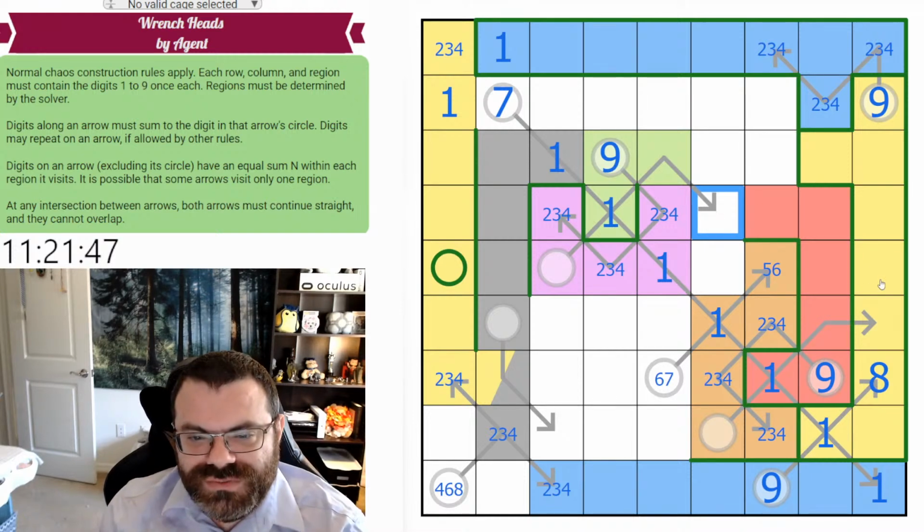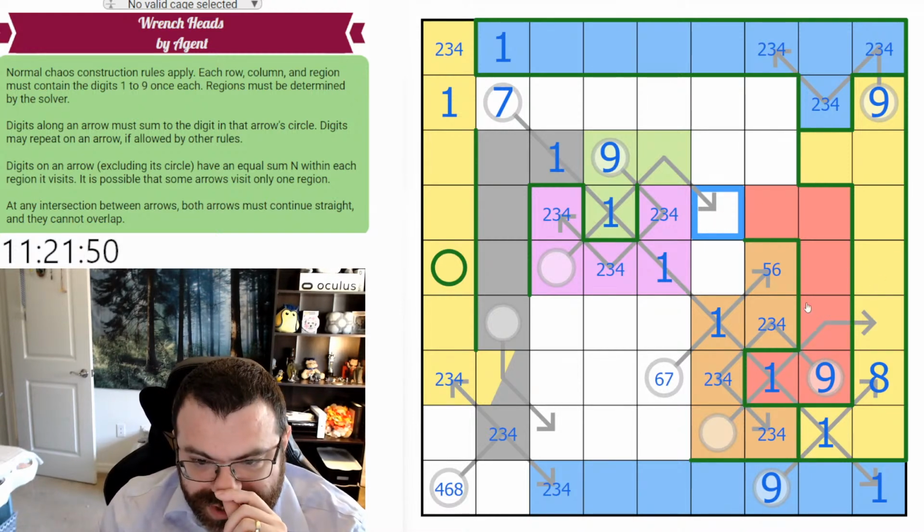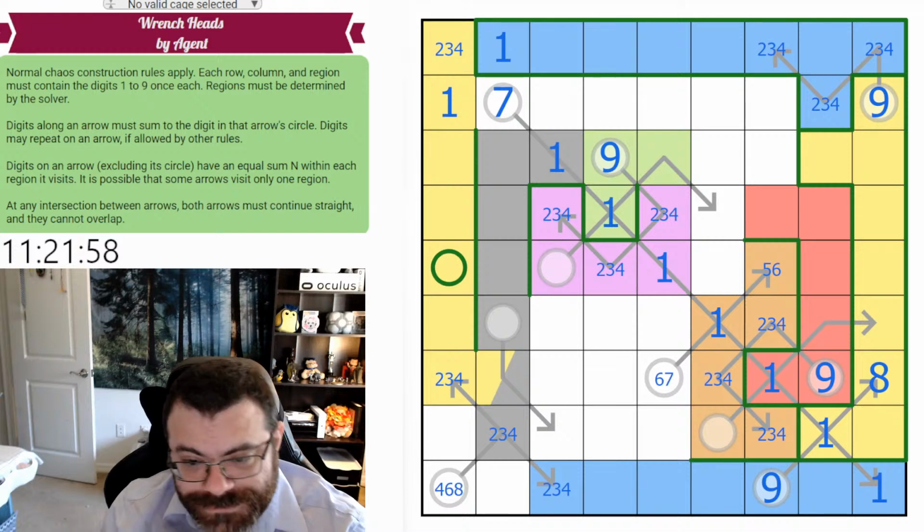Actually, isn't it the same issue? If this one, okay, what could this be? This could be red, though, right? If red came over, that would be fine. So I think it's red or green.